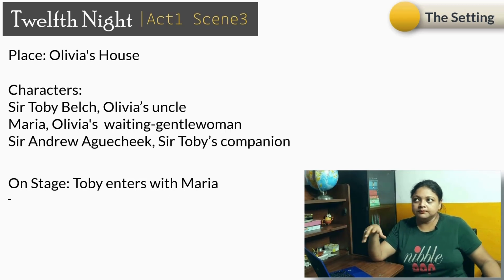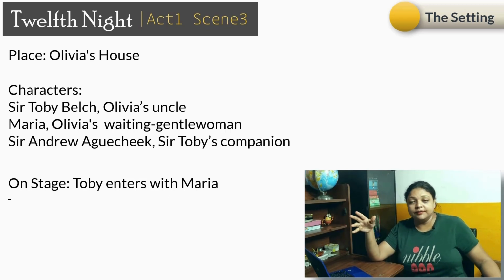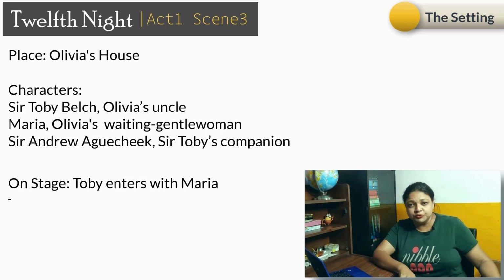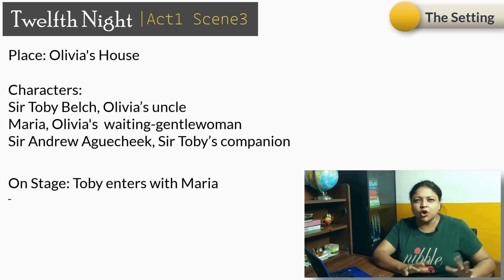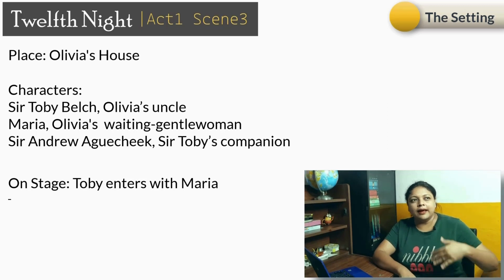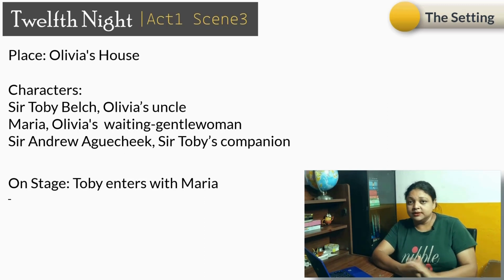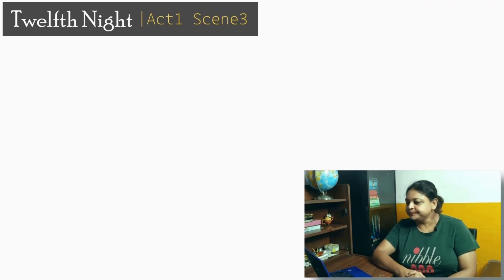Toby, being a fun-loving, party-loving person, doesn't like Olivia's present mood, which is very sorrowful and melancholic, because she is sad that her brother has died and she is denying any kind of relationship offers that she is getting. So Toby feels that Olivia is not doing what she should do when she is this young and beautiful.